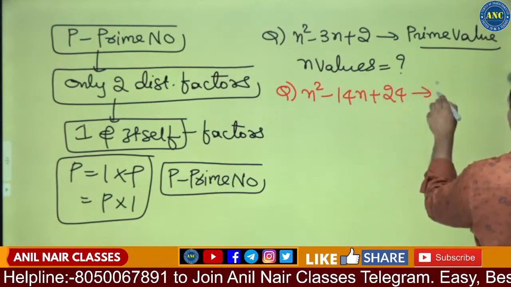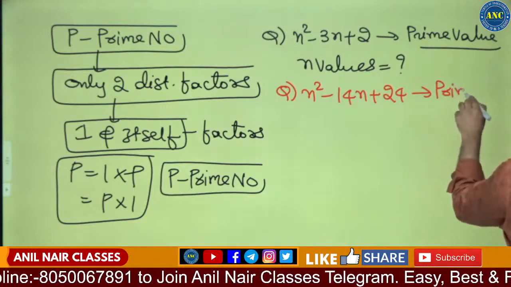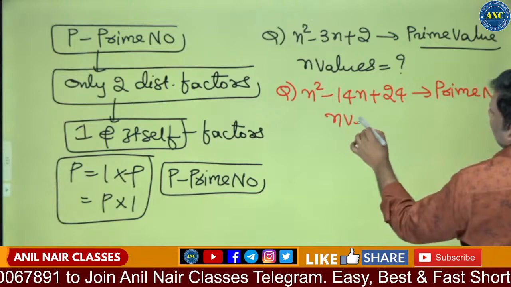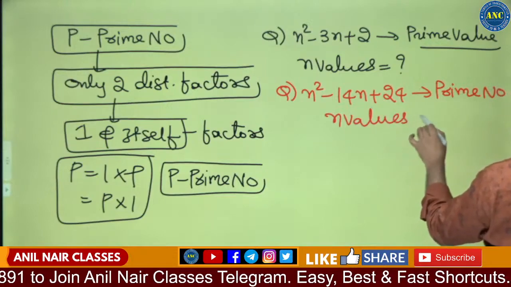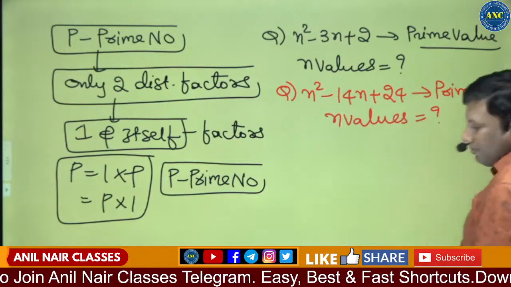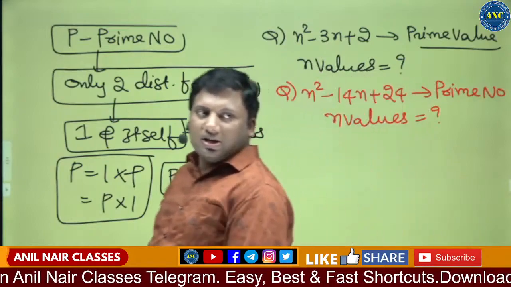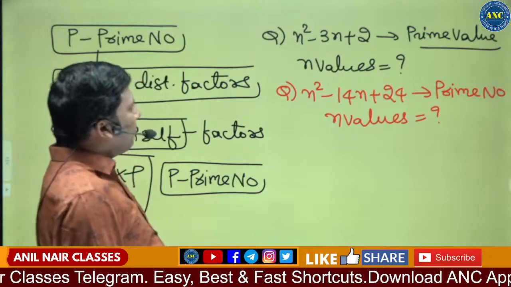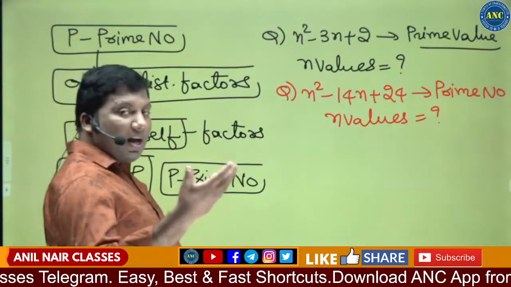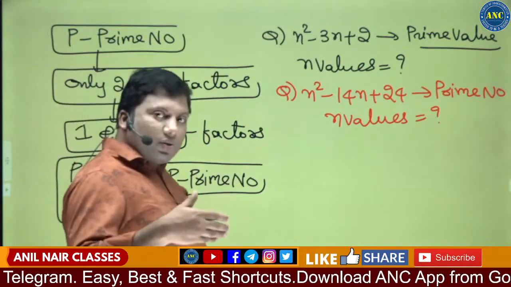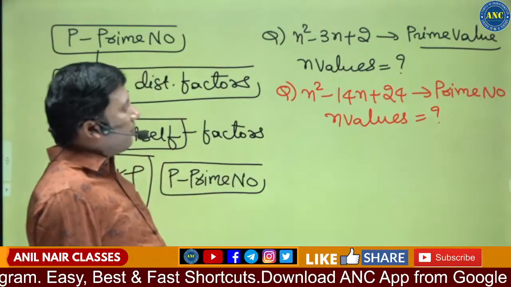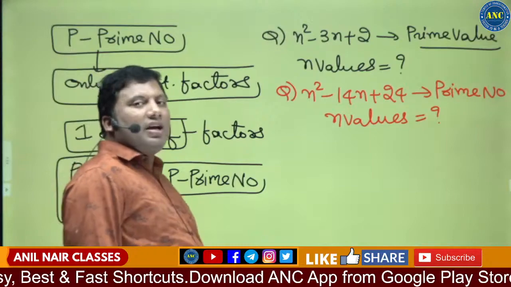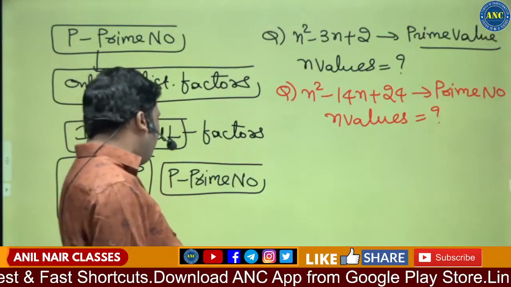This is a prime number. Same approach. How many natural number values will n take such that this expression is a prime number? If for some natural number value, n square minus 3n plus 2 is a prime number; for some natural number value, n square minus 14n plus 24 is a prime number.